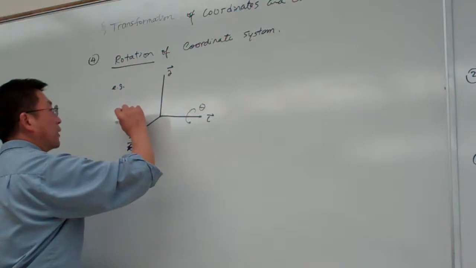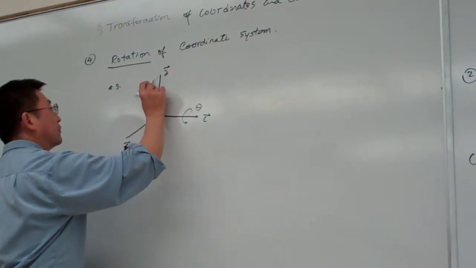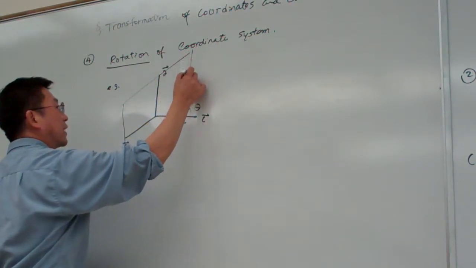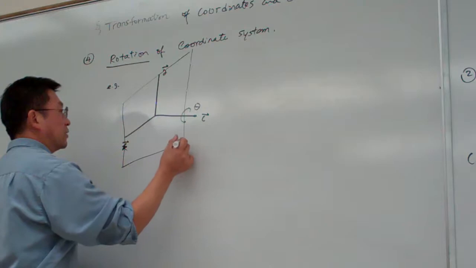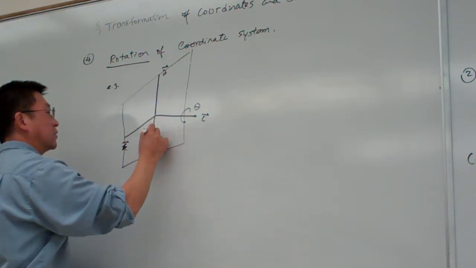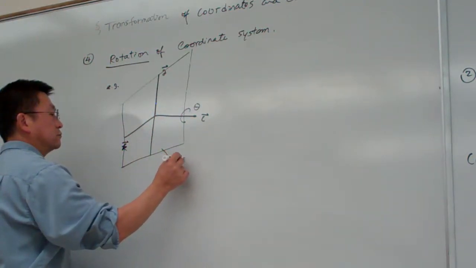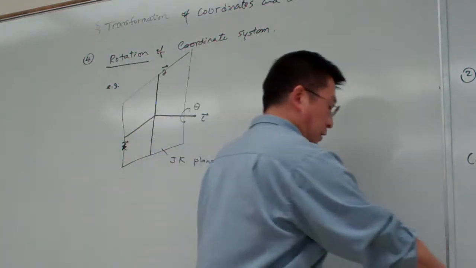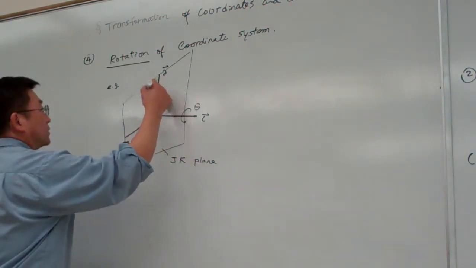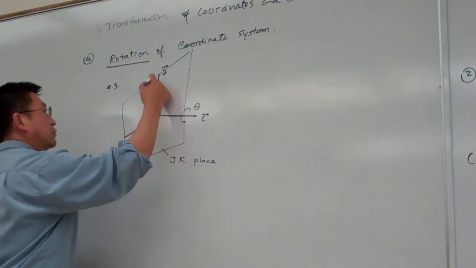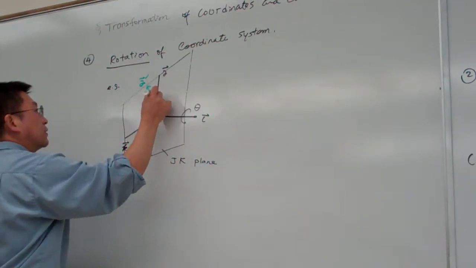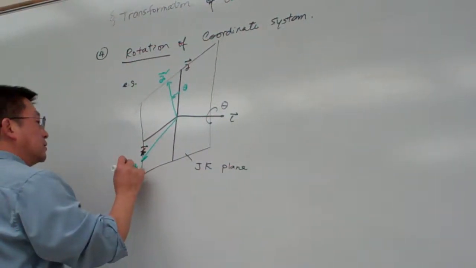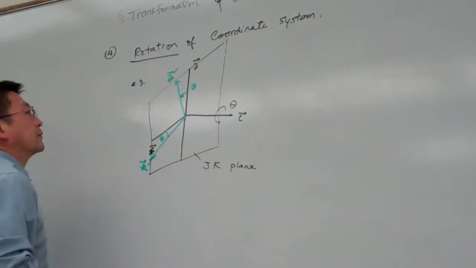Okay, so for this one, because the rotation will be on the JK plane, let me lay out the JK plane. Basically this is the JK plane. After the rotation, say J rotates to J prime, and this is theta, and K rotates to here, that is K prime, and this is theta.